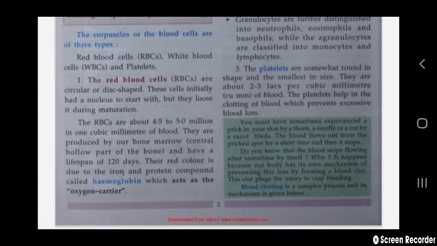These platelets help in the clotting of blood when injured. When an injury happens, you may see the blood is red, and after some time it may be clotted. The blood will not go out because the platelets come there and clot that place, so that the blood present there will not run out. This is the work of platelets: they clot the blood where it is injured and stop the blood from running out of the body.